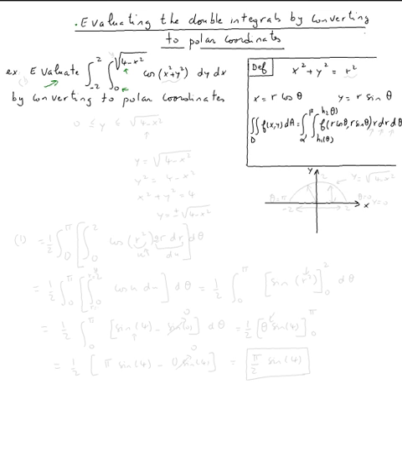Alright, so the first thing we need to do is sketch our region. So how do we do that? Let me rewrite it. The y goes from 0 to the square root of 4 minus x squared. So you want to see how the graph of y equals the square root of 4 minus x squared looks like. It is the half of the circle, the upper half of the circle.